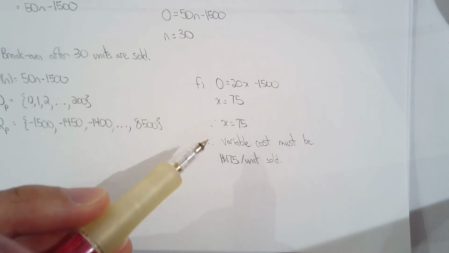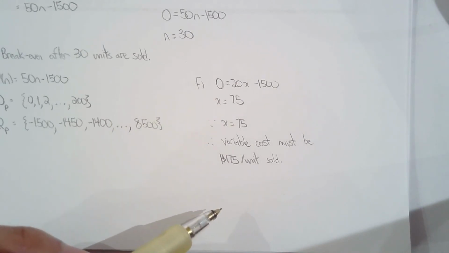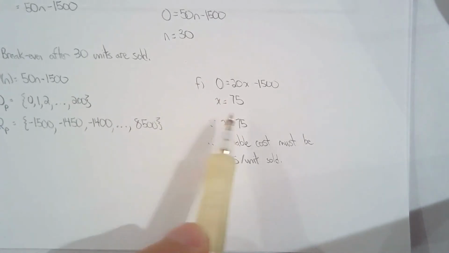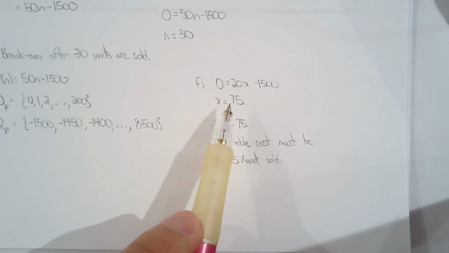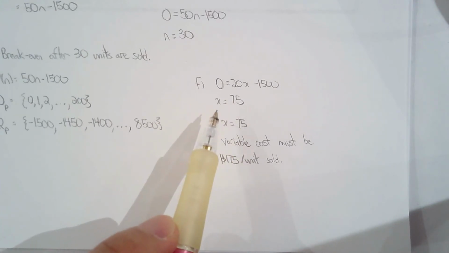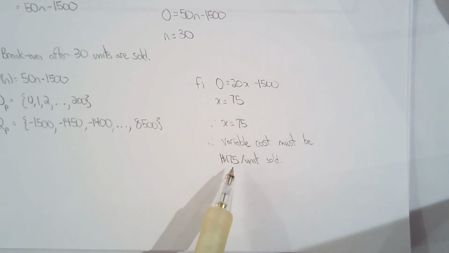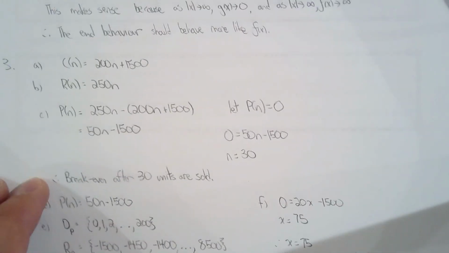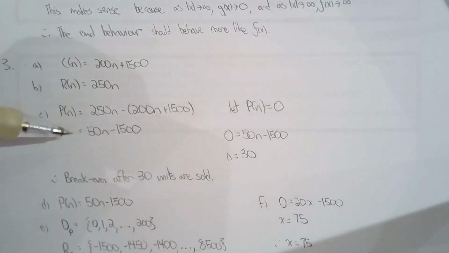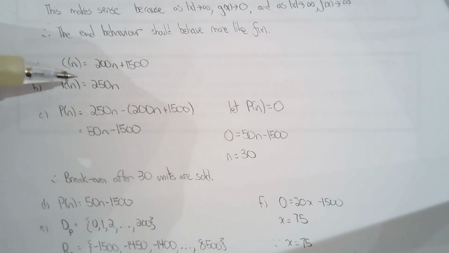Okay, and then for 3f, they ask us what the variable cost would be if they want us to have a break-even point at 20 units sold. So I did the math, and I solved for x to be 75. That means I need the variable cost to be $175 per unit sold, because this coefficient was found, where was it here? You want 250 and 200 here. You want the difference to be 75.